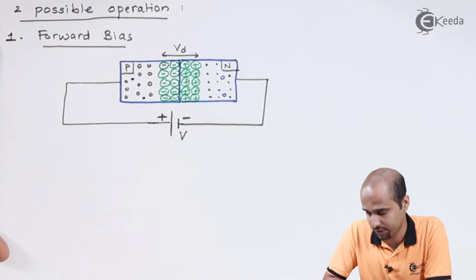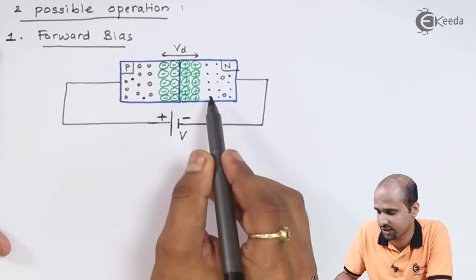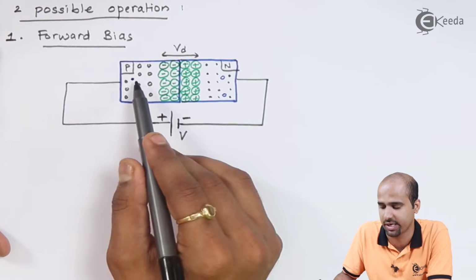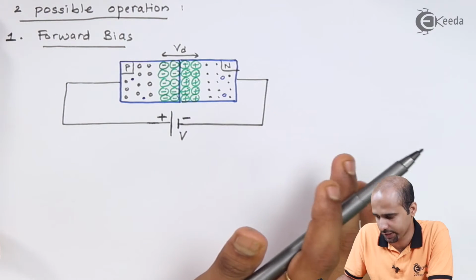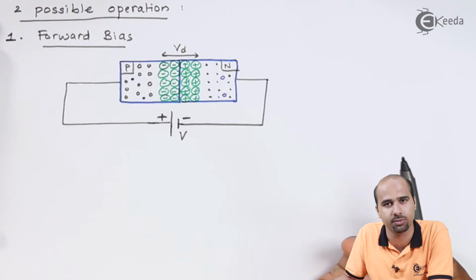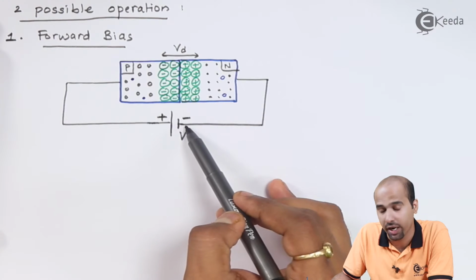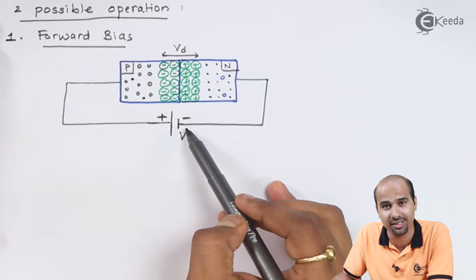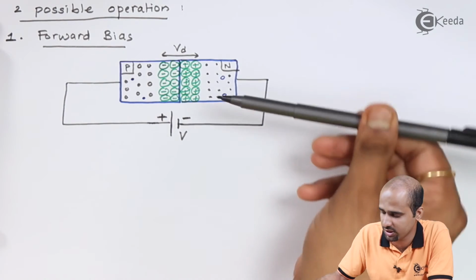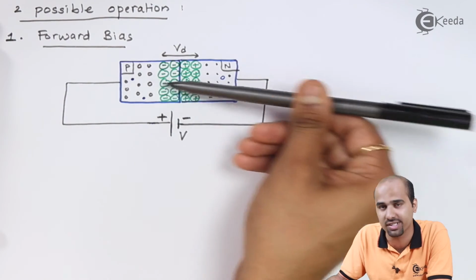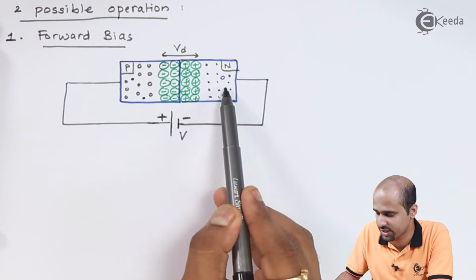So let us start with the operation. If the negative terminal of the battery is connected to N type and the positive terminal of the battery is connected to P type, what will happen? According to electrostatics law, Coulomb's law of electrostatics, like charges repel each other. So we can say that the electrons will not enter into the negative part of the battery. Rather, these electrons will move away from that negative potential. That means these electrons will try to move towards the junction, right? So electrons will get force to move towards the junction.